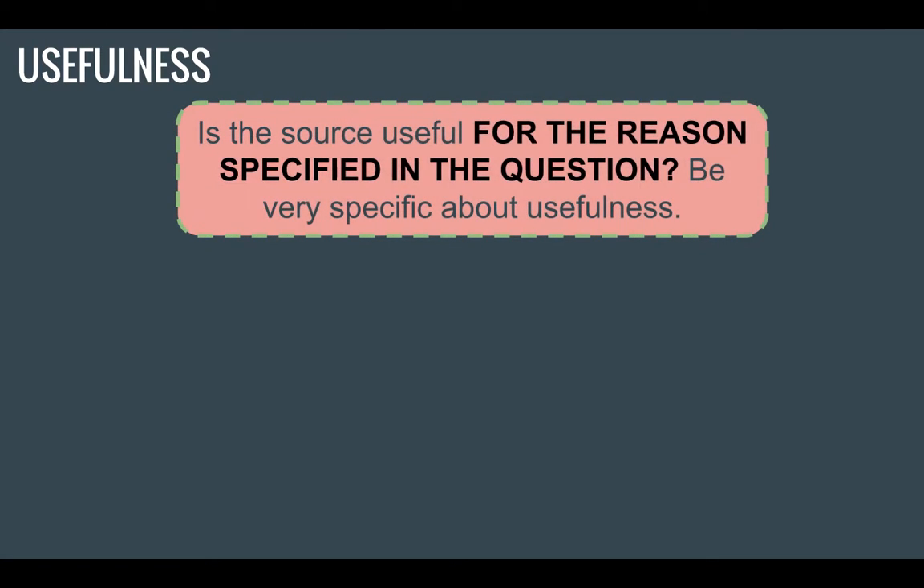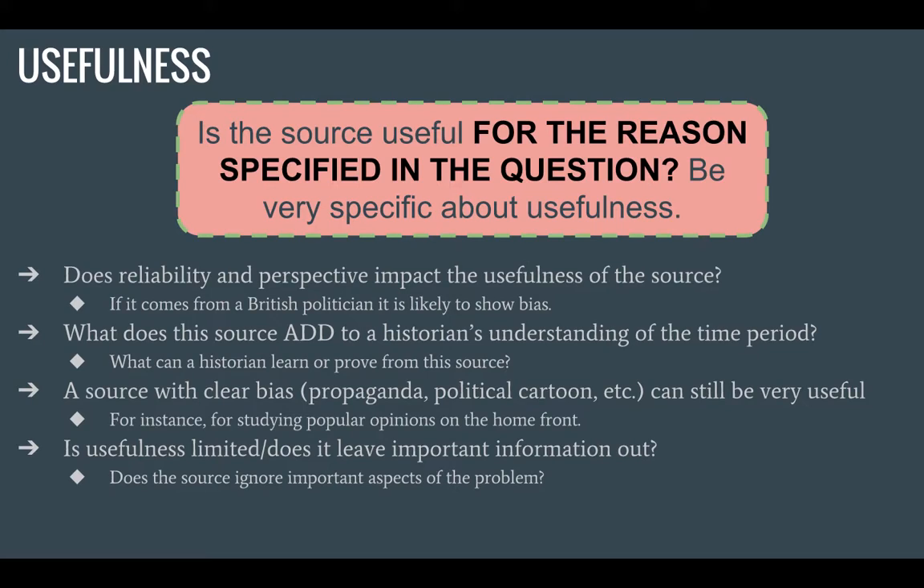Usefulness is the next thing. And I have to be clear here. Is the source useful for the reasons specified in the question? So make sure you're referring back to the question in this part of your response. Be very specific about its usefulness in regards to the question. Does reliability and perspective impact the usefulness of the source? If it comes from a British politician, it's likely to show bias. This isn't a bad thing. It's just something that we need to consider as historians when we're reading it.